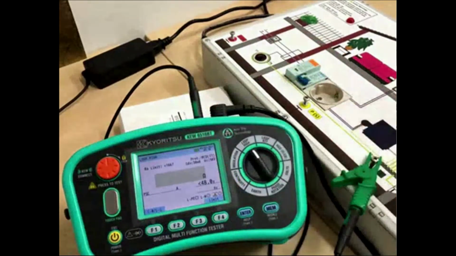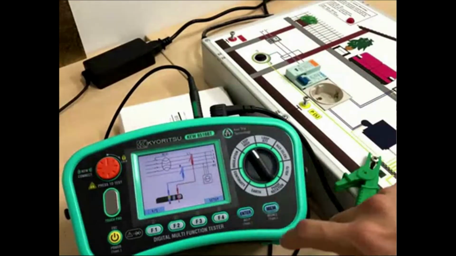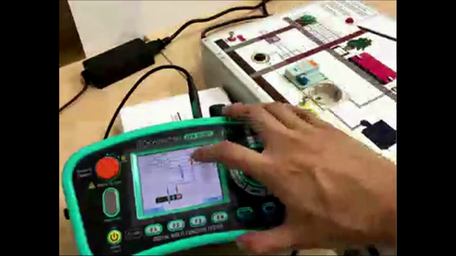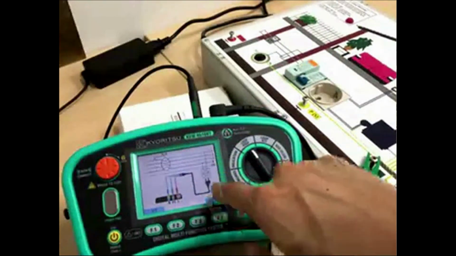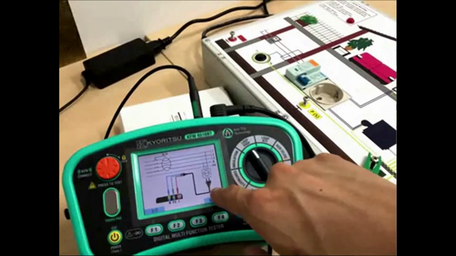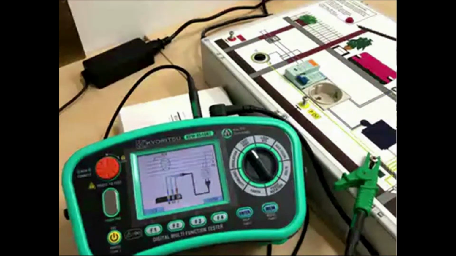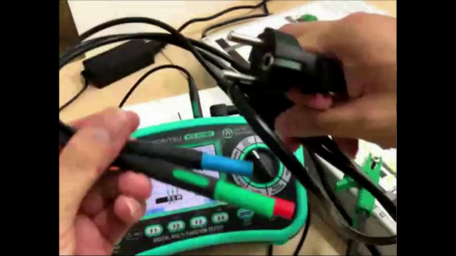Now we test. We don't know how to connect. Go enter key. Press down. So this one live and neutral. This one I cannot show you here because play around with the live and neutral. Use this test probe. This test probe is the EU plug. Some is UK plug, some is EU plug. Okay, so this is the test probe.